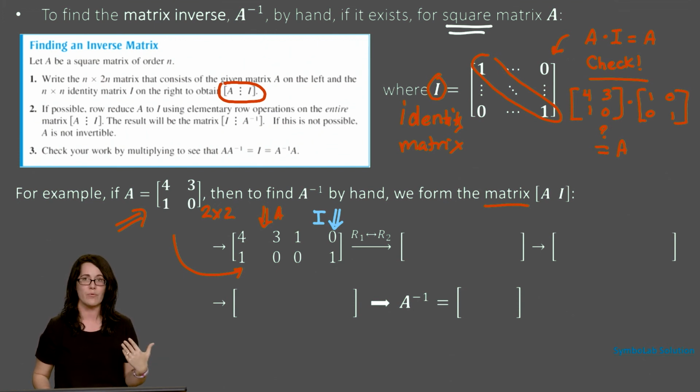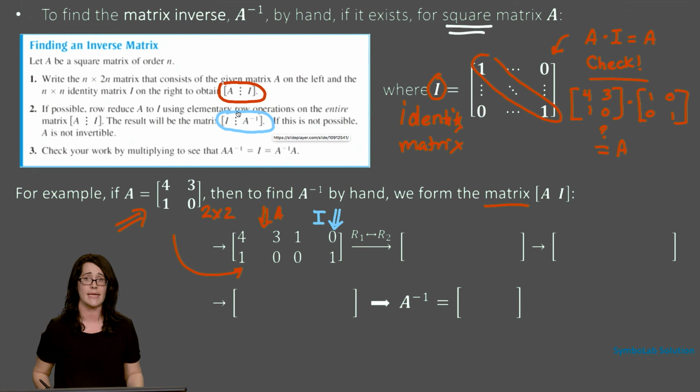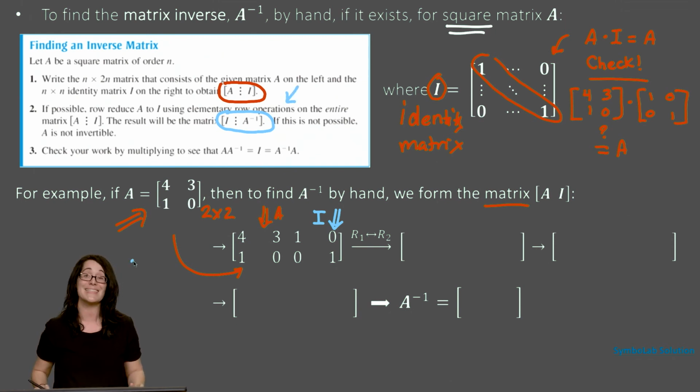Do you remember back when we did Gaussian elimination that we could do certain row operations in order to get the 1s on the diagonal and the 0s below? Exactly. Same thing here. Step 2 in the instructions above to find A inverse by hand tells us that we're going to be performing row operations until we have transformed the matrix so that there are 1s on the diagonal and 0s below on the left side.